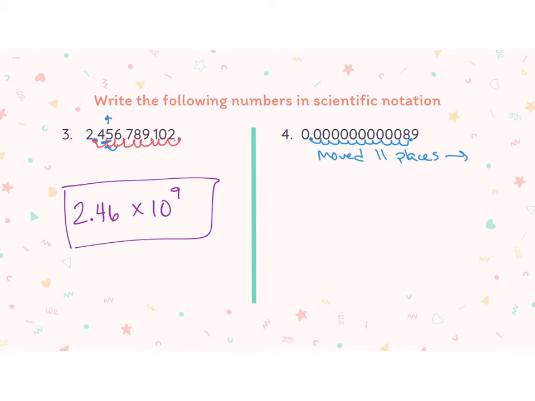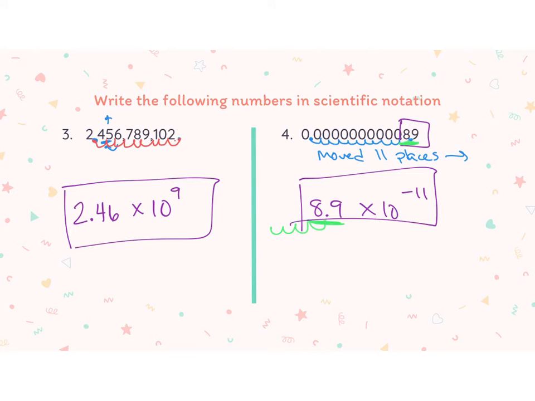And I moved it to the right, which tells me that now this is my number, 8.9 times 10 to the negative 11th power. That negative 11 is what's going to tell me that if I were to expand this, I would expand it back to the left, because I know that I don't want 8.9. I want this really small number, which means I need to have a bunch of zeros in front of the 8 and the 9. So that means I need to move my decimal point back to the left.